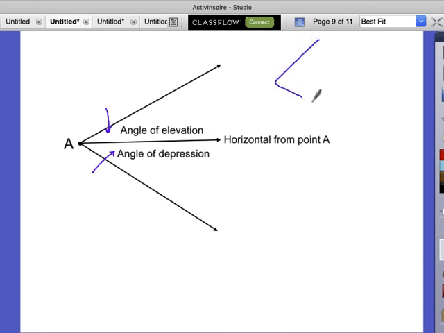Because if I was just saying from this angle, we don't know whether this is elevation or depression, because we don't know where our starting point is. But if we have horizontal, then we know the horizontal is the starting point. To this horizontal, would this be an angle of elevation or depression? Depression, because you have reference to horizontal. Whereas this would be which one? Elevation. But this one up here, we have no idea. It's neither.